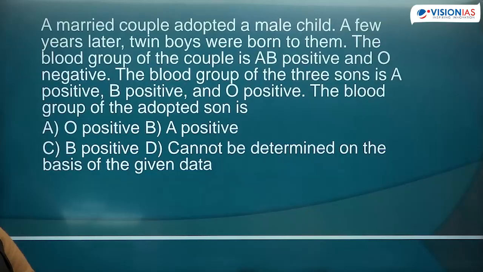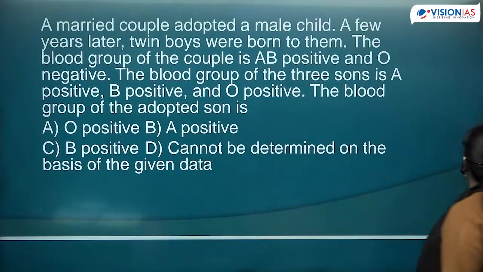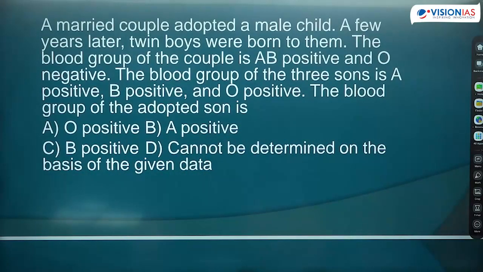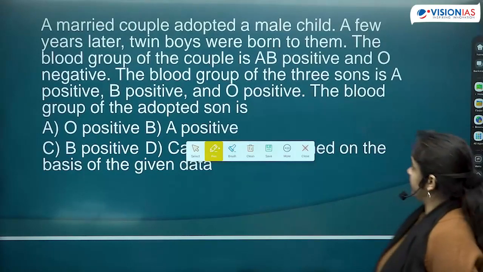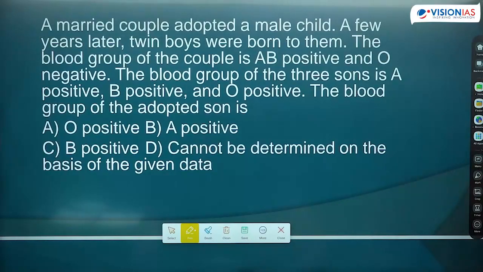जो D वाले हैं वो परेशान हो रहे कि कैसे आएगा इनका आंसर. चलो देखते हैं. A married couple adopted a male child. A few years later, twin boys were born to them. So there is a couple who has adopted one child and has twins. So total 3 children. Okay, 2 parents, 3 children.